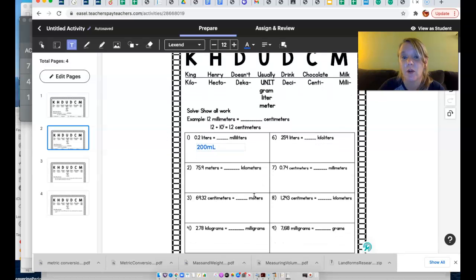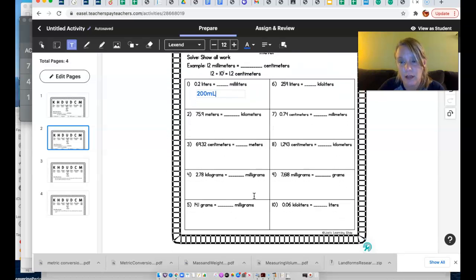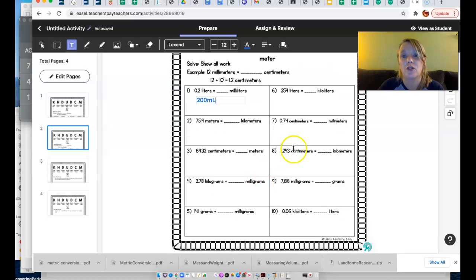Again, this is review. We've been doing this for a while. Pay close attention. Make sure you are paying attention to what is a decimal and what is a comma, like this one right here. Look at this. 1,243 centimeters equals how many kilometers? Okay, well, this isn't a decimal here, right? The decimal would be right here. So how many kilometers is 1,243 centimeters?